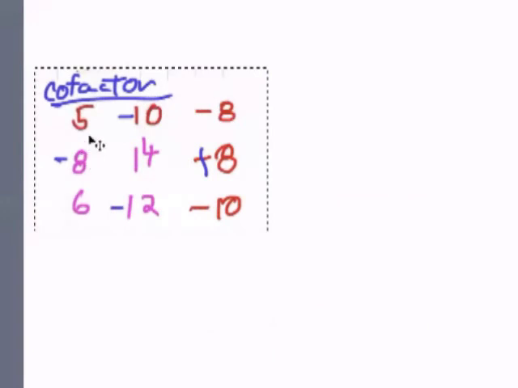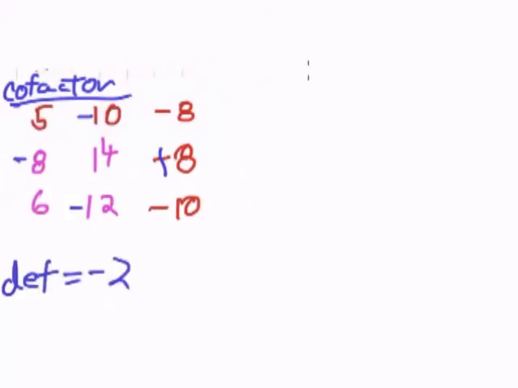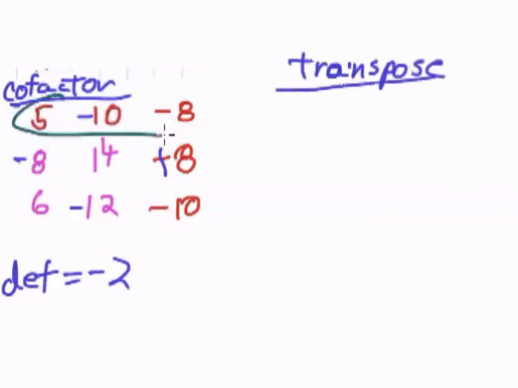The last thing we want to do, we're very close to the solution at this point because we have the cofactor matrix, we have the determinant, and all I have to do is tell you what the transpose of the cofactor matrix is. And that is just to take these rows and turn them into columns. So that row 5, negative 10, negative 8 becomes the column 5, negative 10, negative 8.